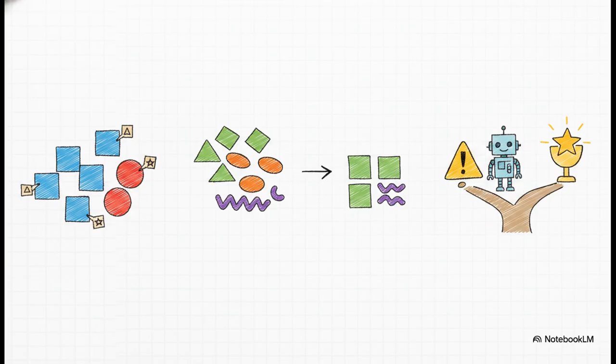Number 2, unsupervised learning. This is where the machine has to find hidden patterns in data without any labels at all. And number 3, reinforcement learning. This is where the machine learns strictly through trial and error, basically earning digital rewards for correct actions.